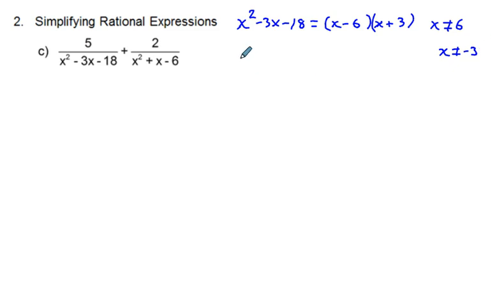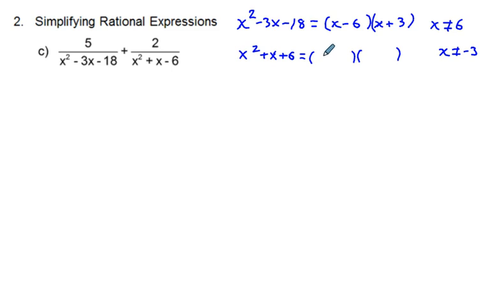Next, we have x squared plus x minus 6. When you have something like this, one thing you'll usually find is that one of these linear factors is likely to be the same as one of the two factors already determined from the first expression. That's going to help in our simplification. So just something to look out for. That isn't always the case, but it is often the case.